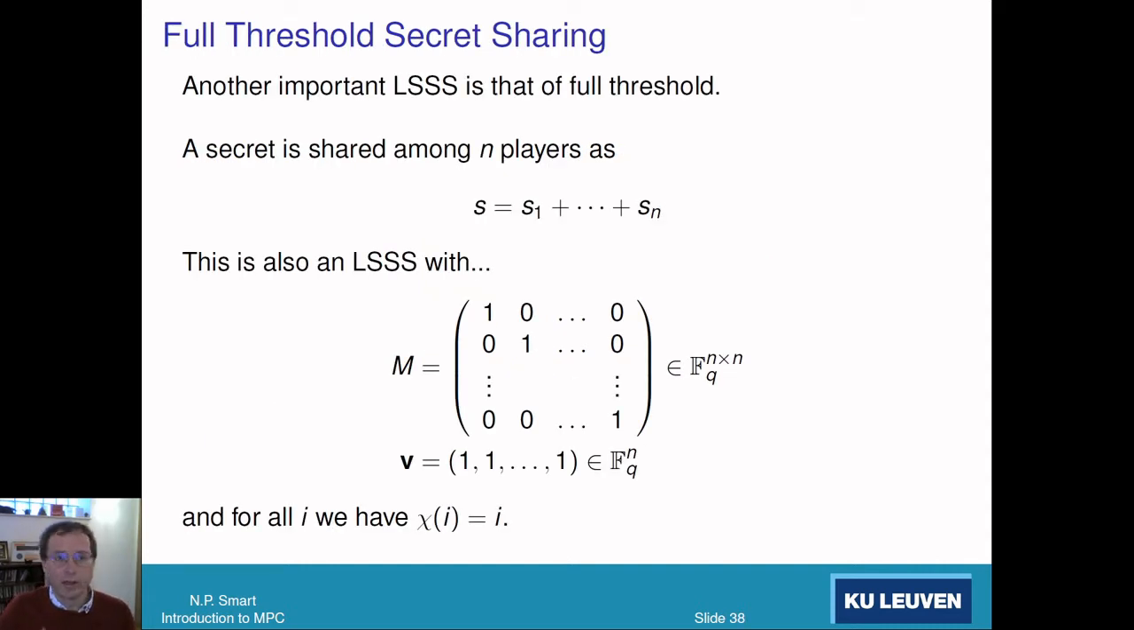Full threshold sharing is also a linear secret sharing scheme. It's also nice and trivial. What we have is that a secret is shared as S1 plus ... plus Sn, and you give party 1 S1 and party n Sn, and then they all have to come together to recover the secret. And that is a linear secret sharing scheme because we've got the matrix, which is the n by n identity matrix. We have the target vector, which is the all-ones vector, and we assign party 1 row 1, party 2 row 2, and party n row n. This is exactly the same as in the Shamir case, just a different matrix. So we're generalizing here.